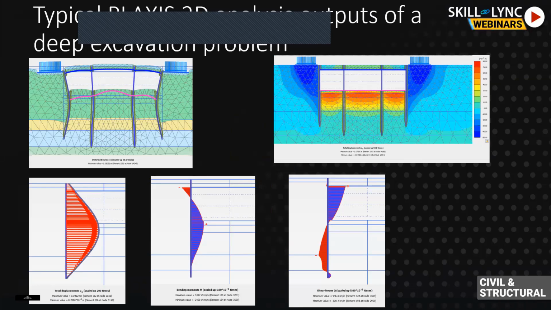In the above two photos, you can see the first one is the deformed mesh. It is an exaggerated view of how the structure has deformed. The second photo on the right shows the total displacement. If you read it carefully, you will find minus 0.047, that means around 47 mm settlement has occurred. The legend shows minus 40 to 50. This is the region where the structure rests on the ground and the maximum settlement has occurred. The red sign shows positive displacement, that means upheaval.